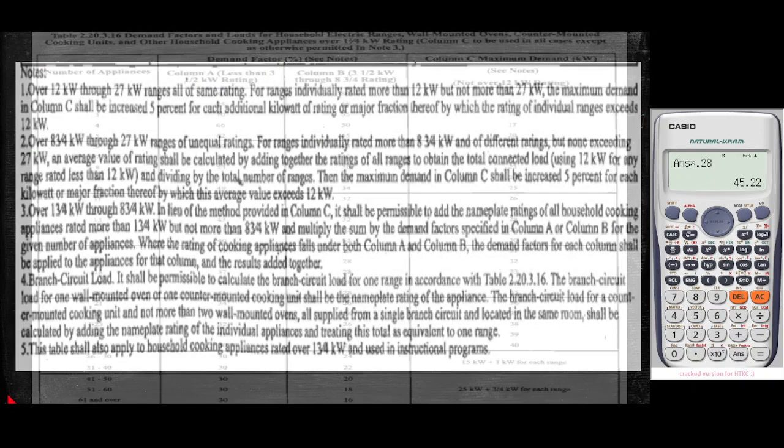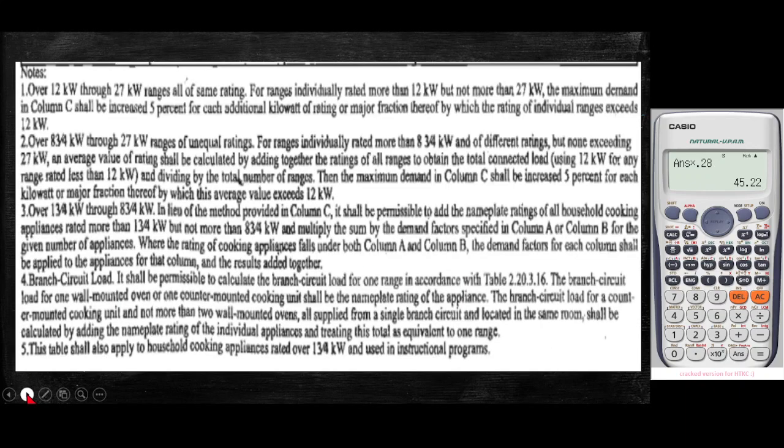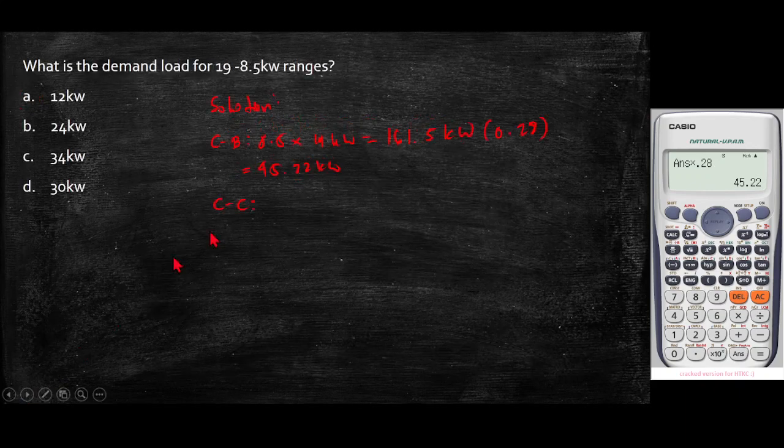Ng ating 19 na 8.5. So, column C, for 19, this is 34, no? So, 34 lang siya. So, yung susundin natin is yung pinakamaliit from column C, which is 34 kilowatts. So, ito yung tamang sagot. Okay?